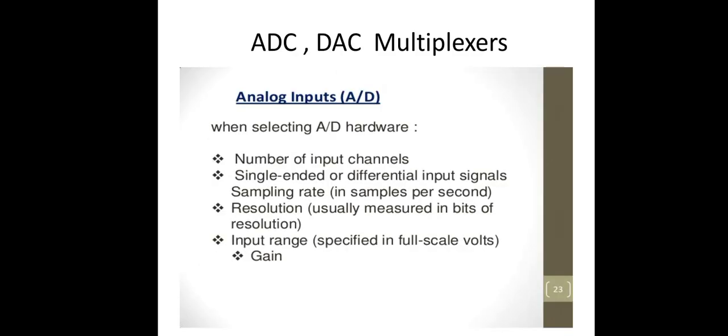Then next point is the ADC and the DAC multiplexers. ADC is the analog to digital converter. DAC is the digital to analog converter, and then multiplexers. Now first we discuss the ADC. The ADC is the analog to digital converter. That means analog inputs and outputs are converted into digital form.